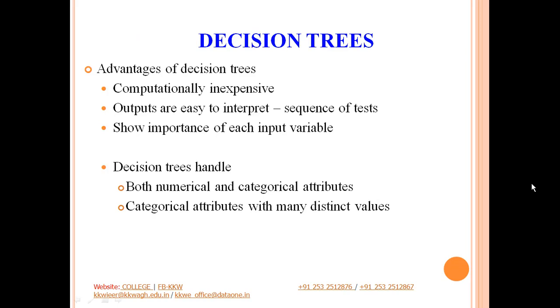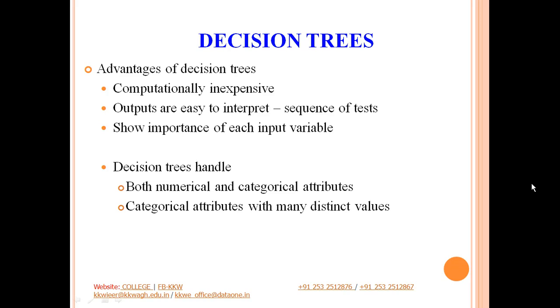Now we'll proceed to the advantages and disadvantages of decision trees. In terms of advantages, it is computationally inexpensive. You simply follow a set of rules and test on each branch, and it is such a simple procedure that you can easily interpret the outputs, because it is simply a sequence of tests. We also give importance to each input attribute, because we select an attribute at each node as our test attribute and construct the decision tree accordingly.